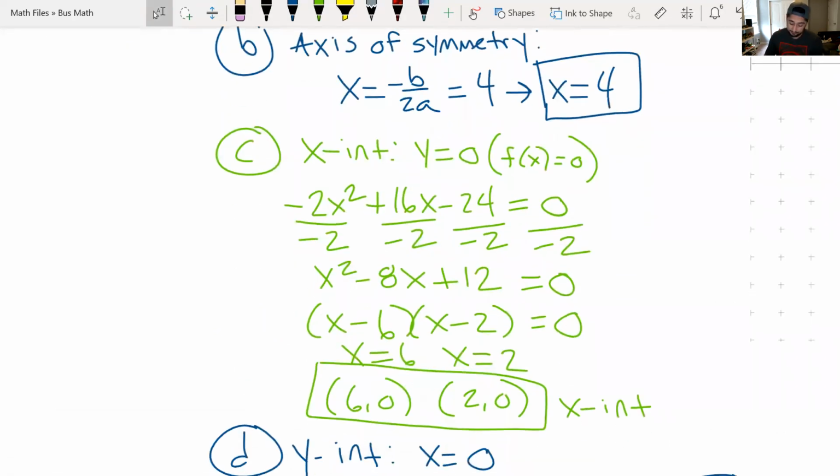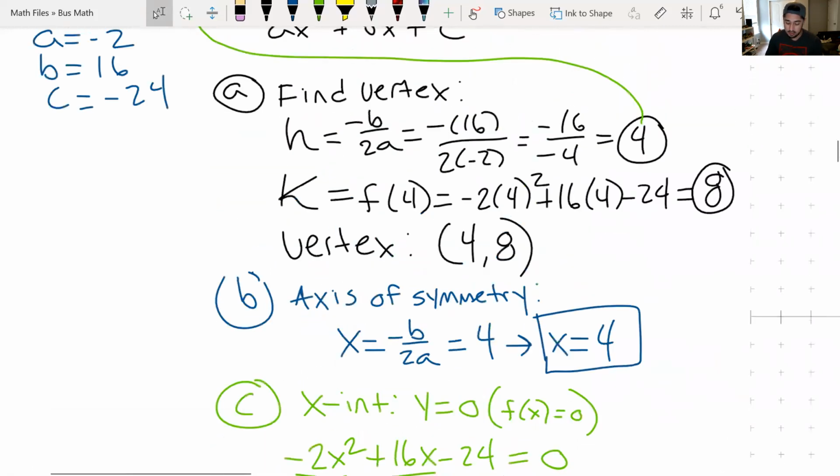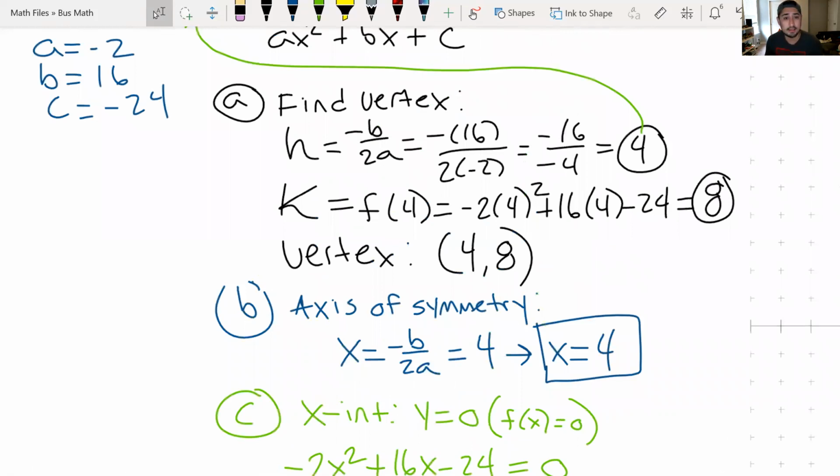Okay, so we have all the information we need to graph. So let's go ahead and graph it. But let me look at my x and y values, make sure I don't have to make different intervals on my graph. 4 and 8 is my vertex.